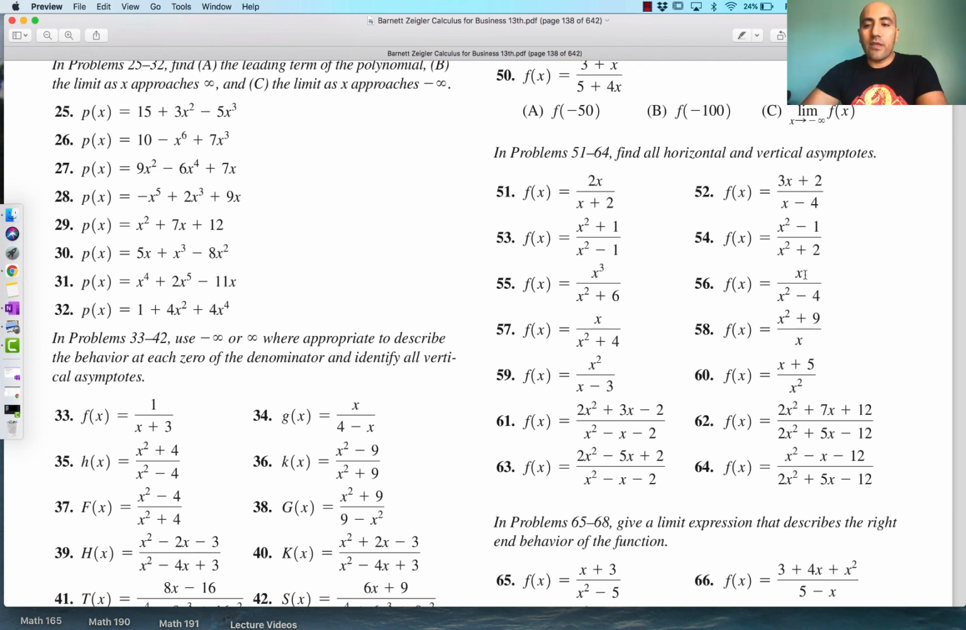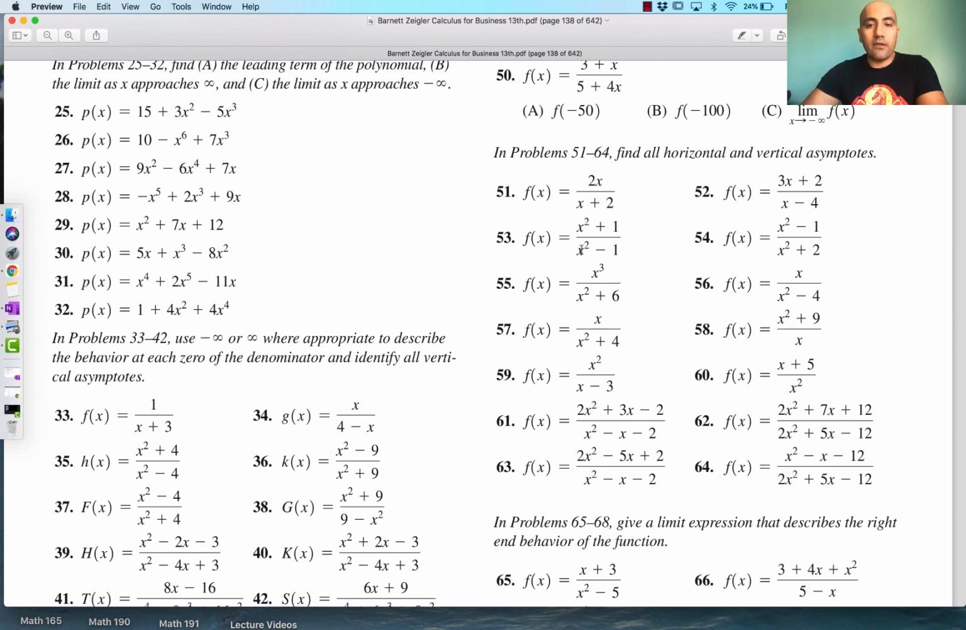So we do the same for the others. Look for all the input values that result in a 0 in the denominator and a non-zero in the numerator. To do that, we might have to do some factoring. To find horizontal asymptotes, we need to think about what happens as x grows toward infinity, and then look at the behavior of the leading terms.